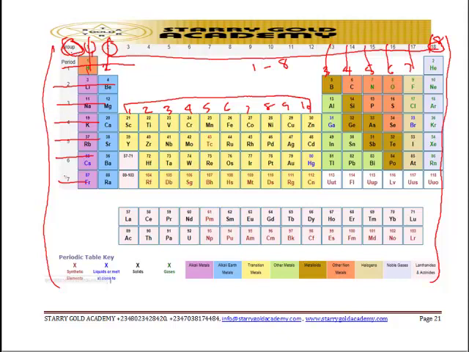Now on my periodic table, we have the alkali metals, the alkaline earth metals, the transition metals, other metals, the metalloids, other non-metals, the halogens, and the noble gases. It has been made easy for us with the color differentiation.